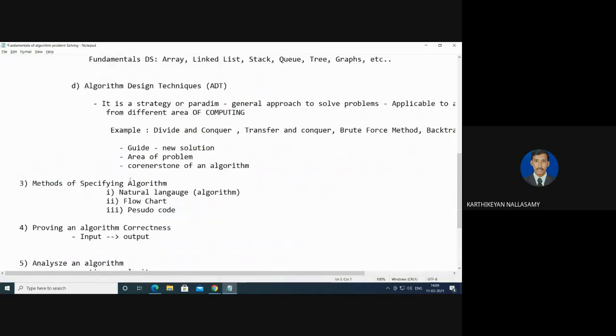will be considered for implementation. The next one is we are going to select the proper algorithm design technique or strategy, which normally provides a general approach for solving a problem. This algorithm design technique is applicable for any problems which come from different areas of computing. Some of the algorithm design techniques are divide and conquer, transform and conquer, brute force method, backtracking, branch and bound, and some other methods also we have. With the help of that, we are going to find a solution. And there are different methods.